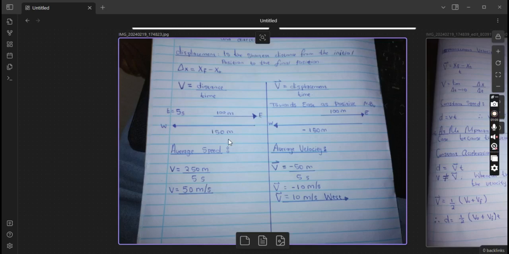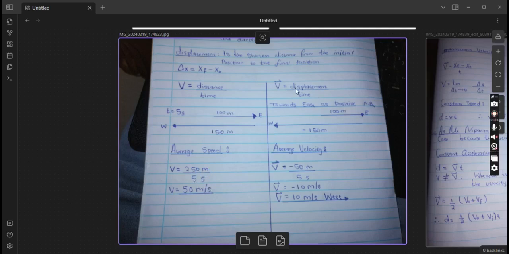In this case, we can calculate the average speed using the equation that average speed is equal to distance over time. The distance in this case will add the distances because speed is a scalar quantity. So we'll say 100 meters plus 150 meters, then we get 250 meters. We're given the time, that is 5 seconds. The object travels 5 seconds. So we get the final answer, that is 50 meters per second.